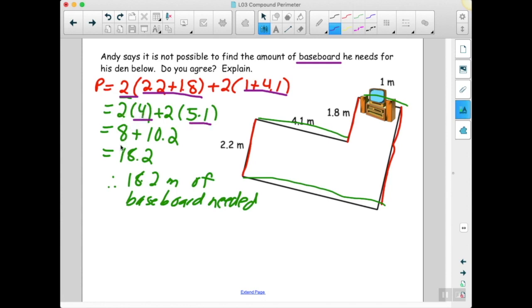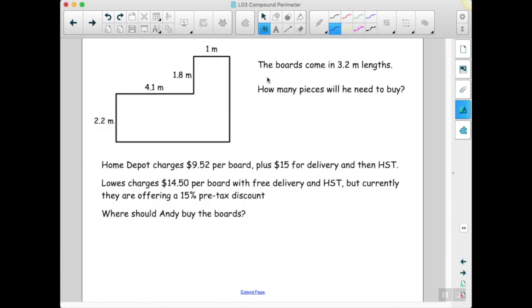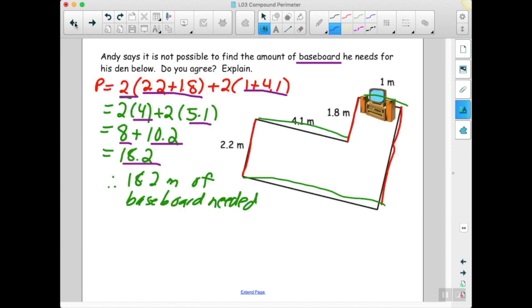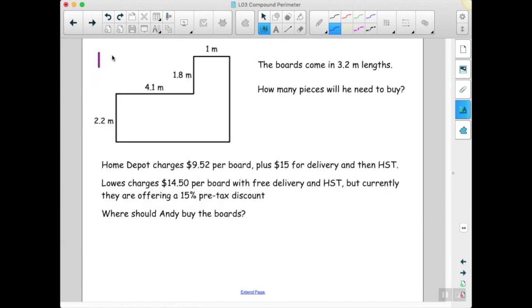Doubling 4, you get 8. Doubling 5.1, you get 10.2. Adding those together, we have 18.2 meters of baseboard altogether that's required. All right, let's move on to the next slide. We know we said, let me just write this down for you. We were at 18.2.